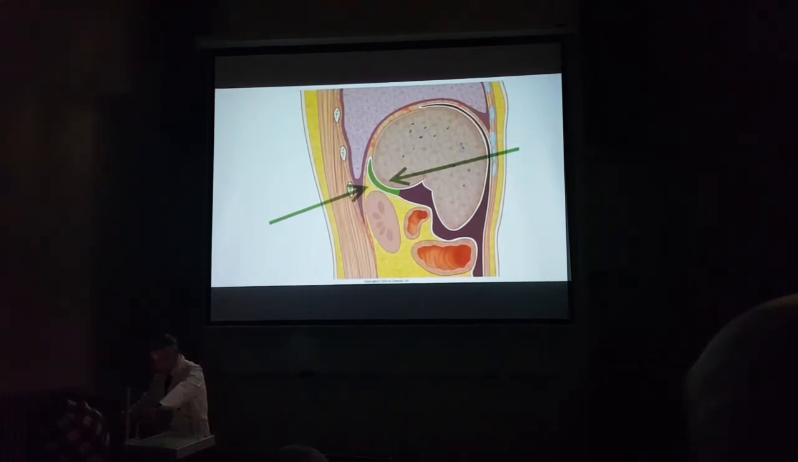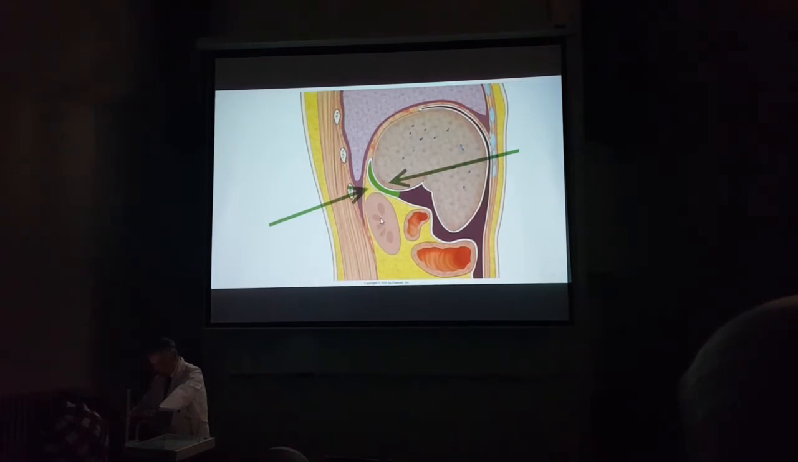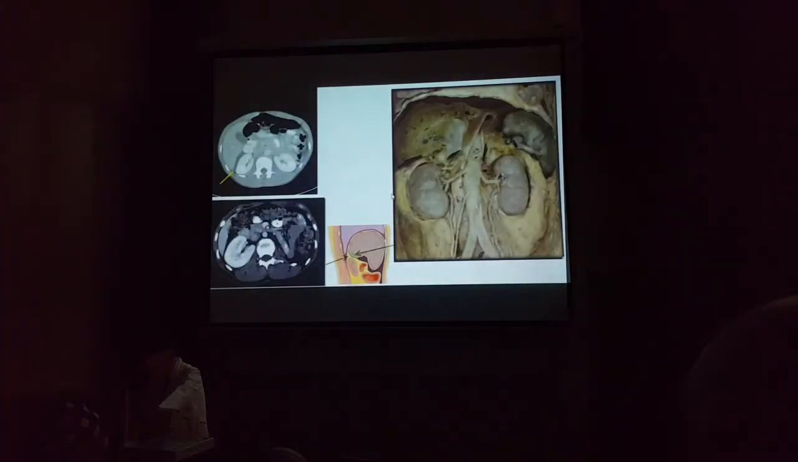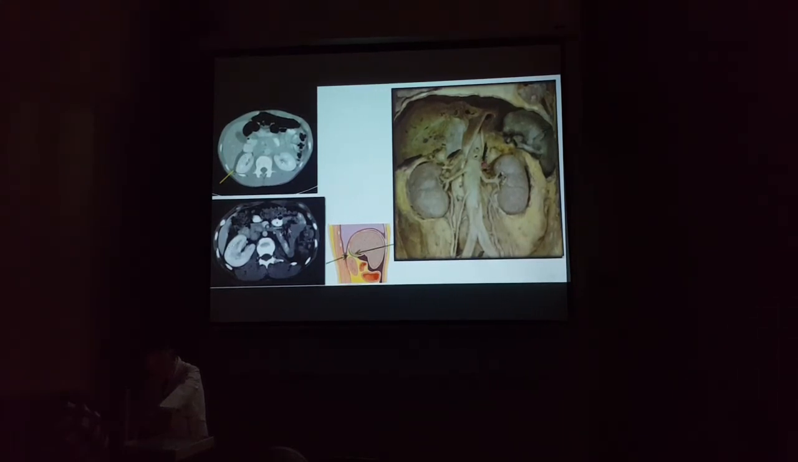You see, this is the liver, this is the kidney, this is the hepatorenal pouch or Morrison's pouch. This is Morrison's pouch, and it is here. Here the liver is being cut, and this is the kidney, and this is the space here.